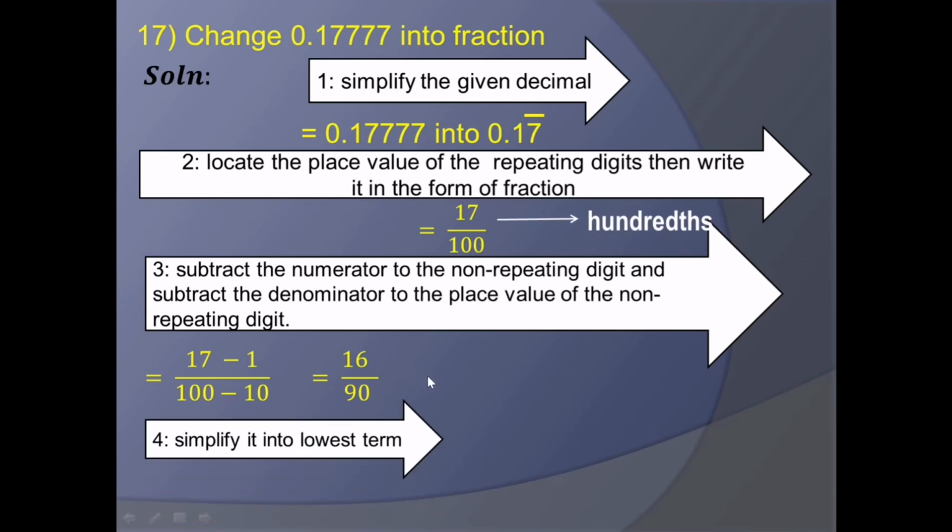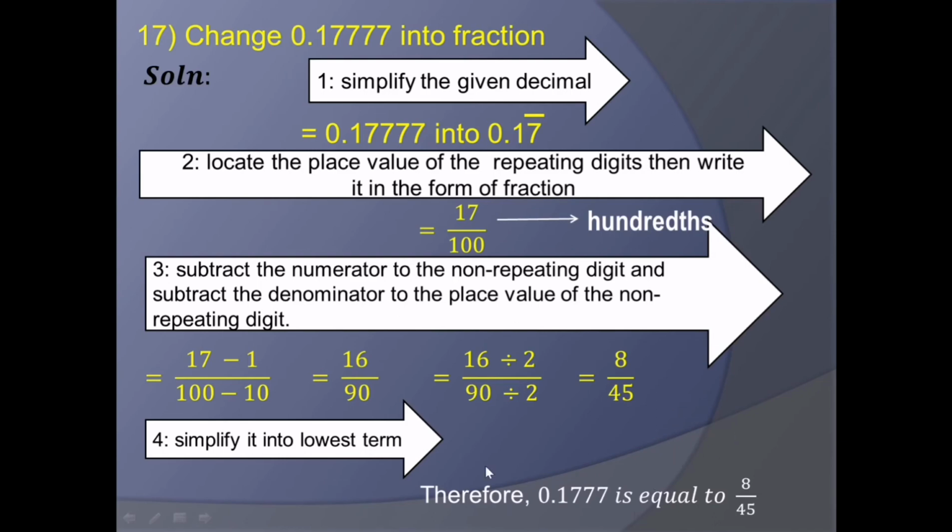Both divisible by 2. Simplify it into lowest term. So 16 divided by 2, which is 8, over 45. And there is no other number that can divide both numerator and denominator. So this would be the final answer. In short, 0.1777 can be expressed as 8 over 45. So that's it. Problem number 18.